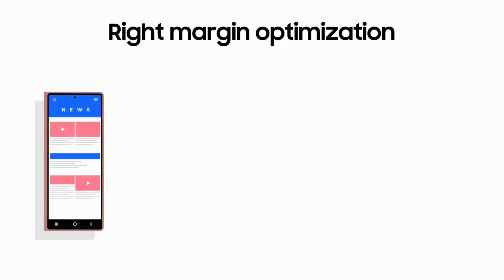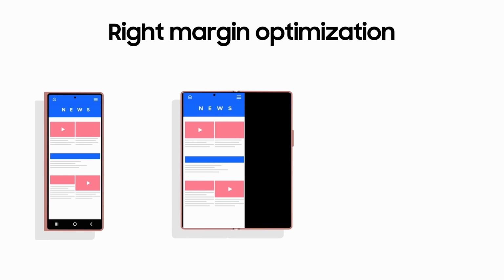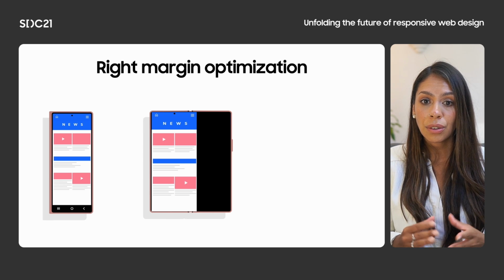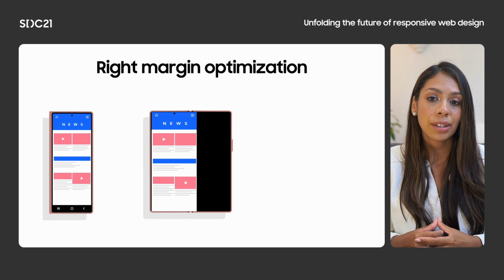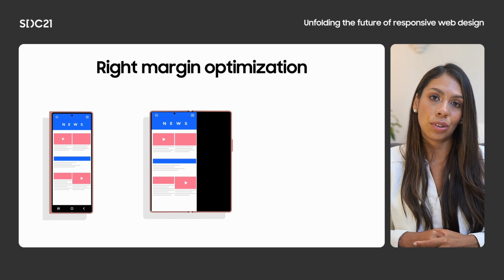The next example is a little bit similar, but it's about right margin optimization. Let's see how it looks in a Galaxy Fold. We are reading content through our Galaxy Fold in the external screen, and then the device is unfolded and suddenly the content is not well aligned anymore and the right margin is larger. This usually happens if your content is not centered or you have an extra column reserved, for example, for ads. Again, we are not taking advantage of the extra space.